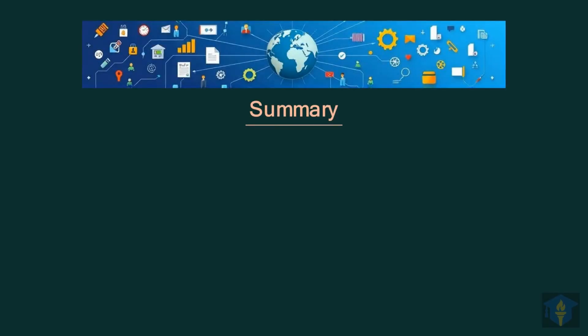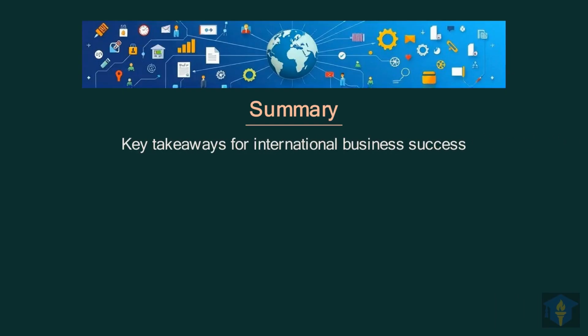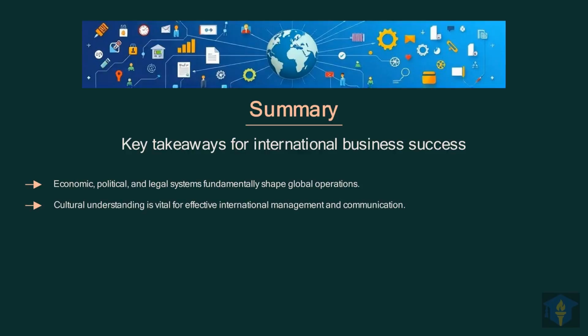Let's summarize the key takeaways from our discussion on international business. Here are the essential points for achieving success in global business environments. First, economic, political, and legal systems fundamentally shape how businesses operate globally. Cultural understanding is absolutely vital for effective international management and communication across borders.